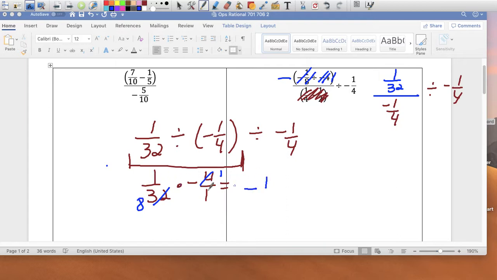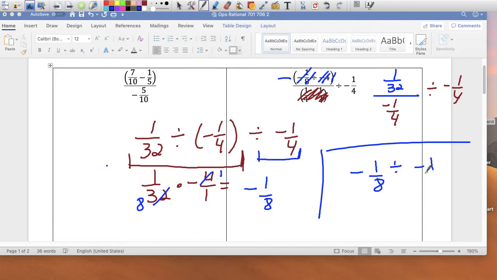1 times 1 is 1. And 8 times 1 is 8. So this whole thing is negative 1 over 8. So now I have finally in this, I'm going to have negative 1 over 8. And then I have to do this part, right? Divided by negative 1 over 4. Negative 1 over 8 times 4 over negative 1.